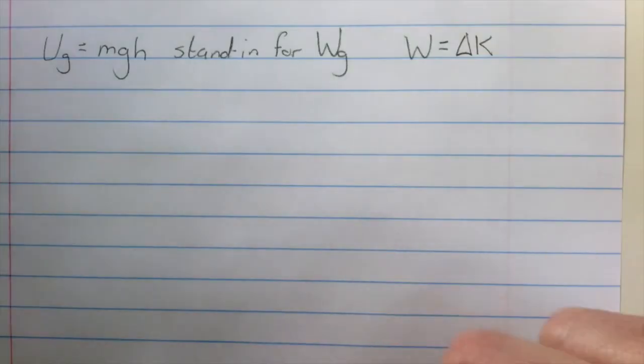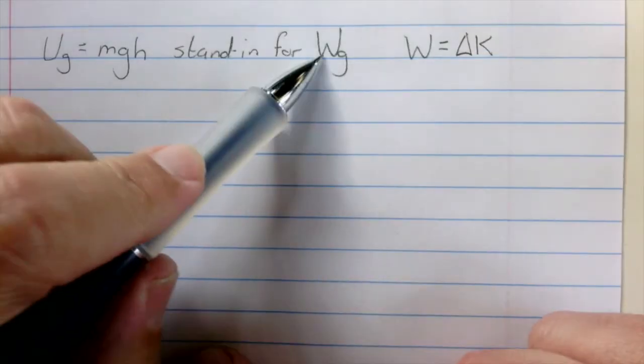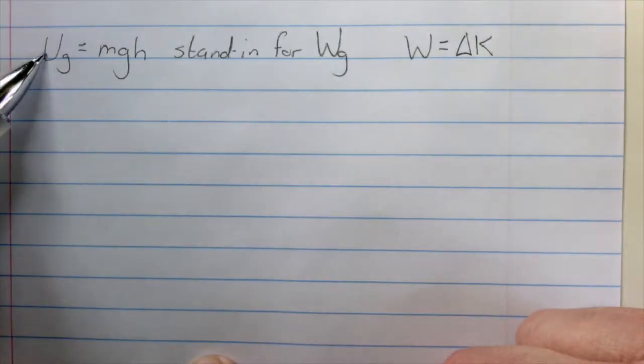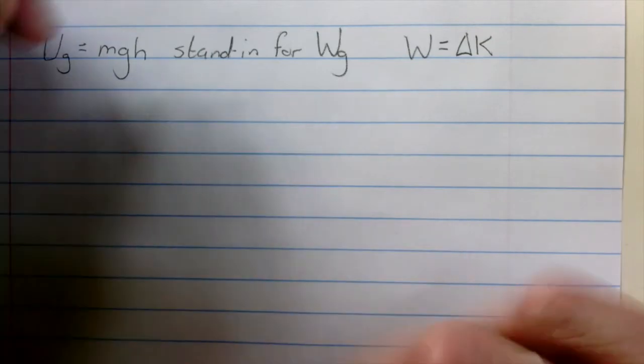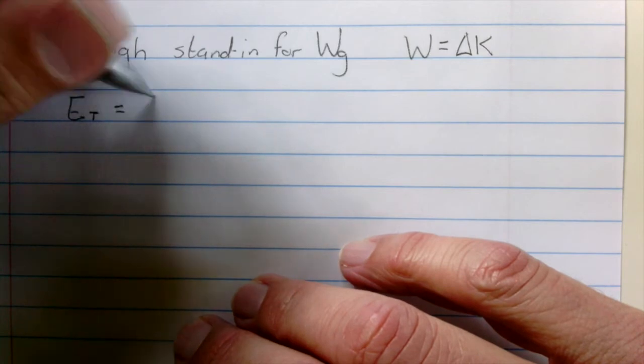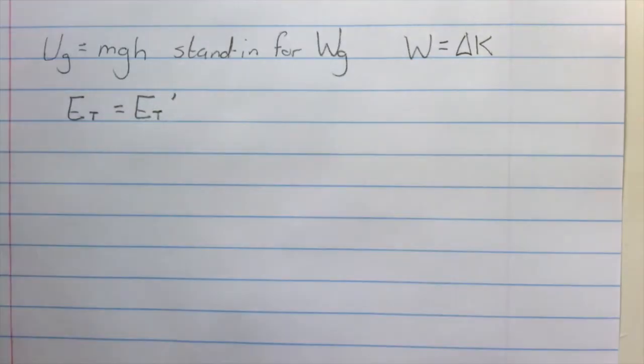And that allowed us a substitute stand-in for the work done by gravity. Because we know work equals change in kinetic energy, but we get really tired of doing the work done by gravity all the time in these things. So it's sometimes easier to use this and then say mechanical energy is conserved. Total mechanical energy equals total mechanical energy prime. So that's why we had the potential energy equation.